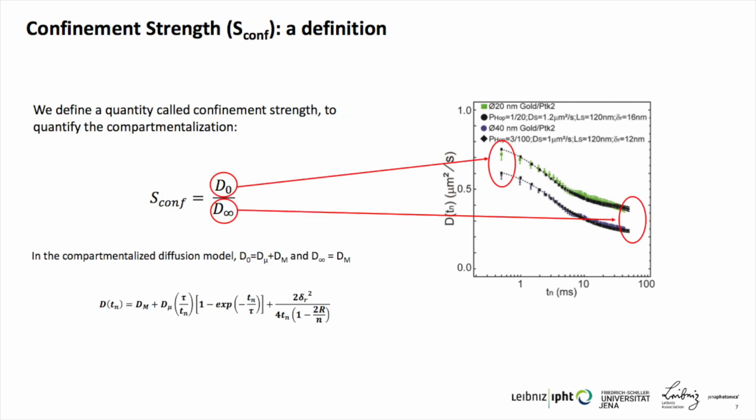We now define a parameter called confinement strength, which we use to quantify the effect of the compartmentalization of the cellular membrane on the diffusion of molecules on its surface. This parameter is defined as the ratio between the diffusion coefficient at time 0 and the diffusion coefficient for time that goes to infinity. In the case of the compartmentalized diffusion model, this is effectively equivalent to the ratio between the sum of the mu and the M, and the M by itself.